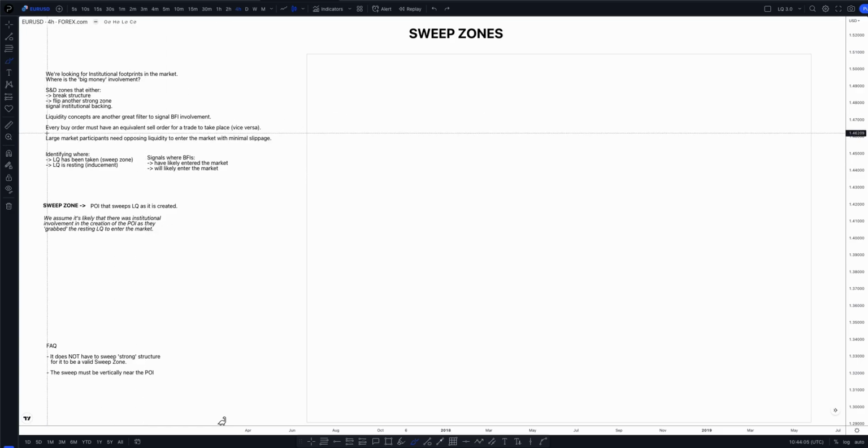So now, bringing a step back to what we talked about in the theory lesson, right? Every buy order must have an equivalent sell order for a trade to take place, okay? So like I said, if you need to buy 10 apples at $2, you need someone selling that minimum amount. Someone needs to be selling at least 10 apples for $2, right? Otherwise, there can be no trade taking place, okay? So if you're a large market participant, you're going to need the equal and opposing liquidity to enter the market with minimal slippage, okay?